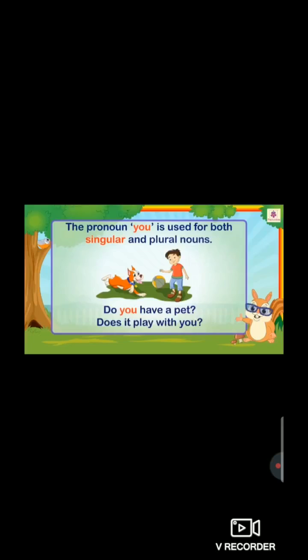Do you have a pet? Does it play with you? So students, can you see the word you in the middle of the sentence or at the end of the sentence? Right students? Students, if you observe here, only one dog is there, right? A pet animal, only one. It's a dog. So it's singular. In this also we are using the word you as a pronoun, right?